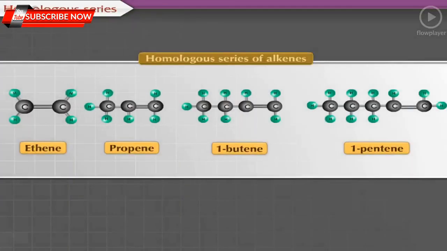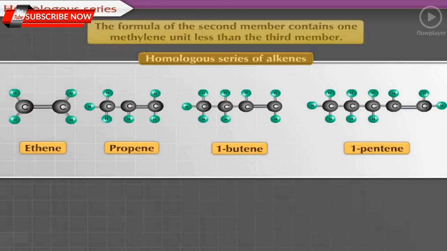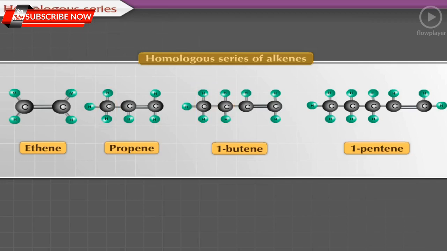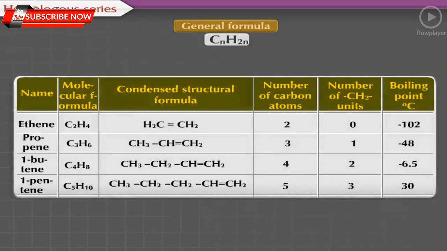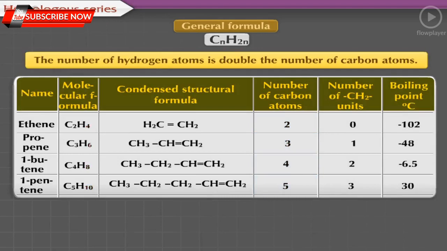On observing the second and third member of the homologous series of alkenes, we find that the formula of the second member contains one methylene unit less than the third member. The molecular formulae of the members of the homologous series of alkenes can be represented by the general formula CnH2n. On carefully observing the table, we find that there is a relationship between the number of carbon atoms and hydrogen atoms in the molecular formulae. The number of hydrogen atoms is double the number of carbon atoms.